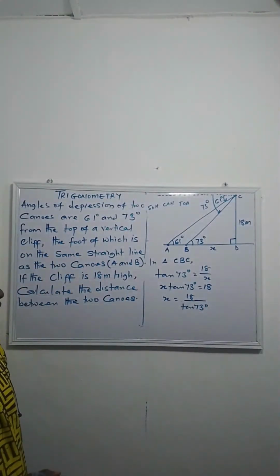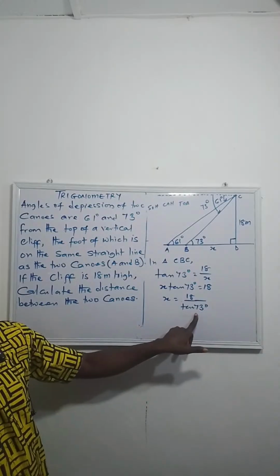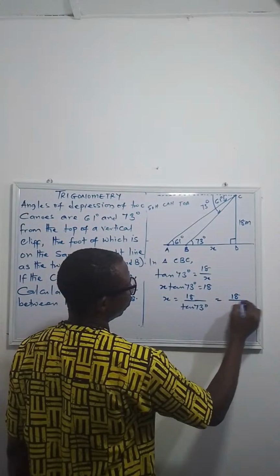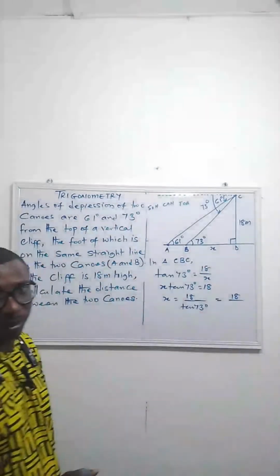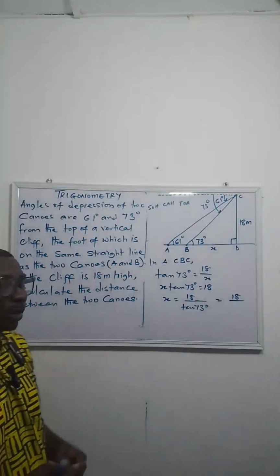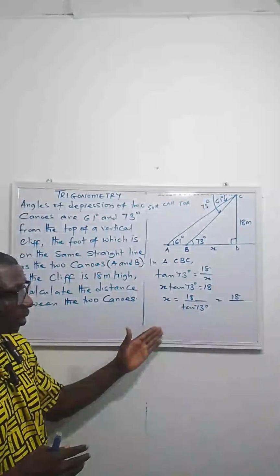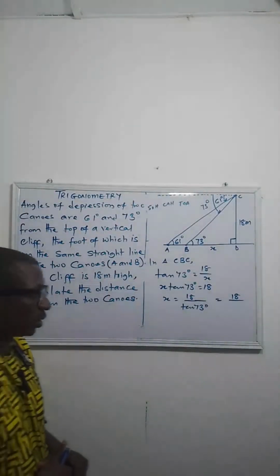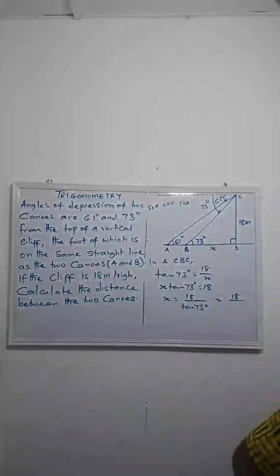Now, let's see what the value of tan 73 degrees is. Can you tell me what that will give you? What is tan 73 degrees? Do that and drop your answer in the comment section. Let's see what you have. You can make use of your four-figure table or your calculator. Just press tan 73 degrees. Anyone with the answer? Yes, Omolara.